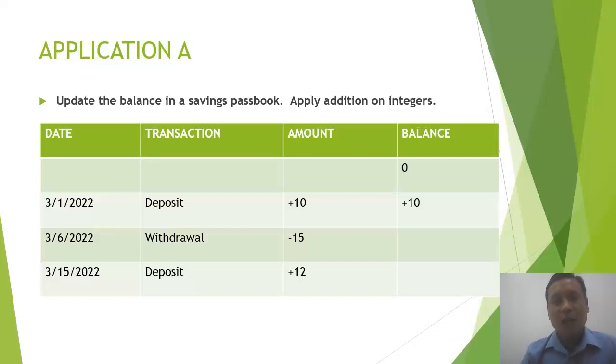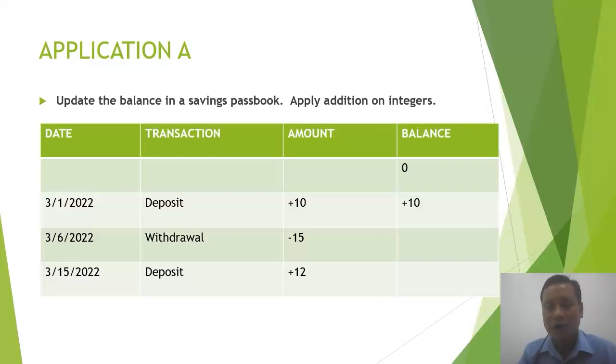Alright, this time let us apply what we have learned. Okay. Remember, I showed you earlier a page in a savings passbook. Let us see if we can apply it here. Instruction: update the balance in a savings passbook by applying addition of integers. So let us complete the balance here. To get the balance, you're going to add positive 10, and negative 15. Go ahead, draw models, either tiles or number line.